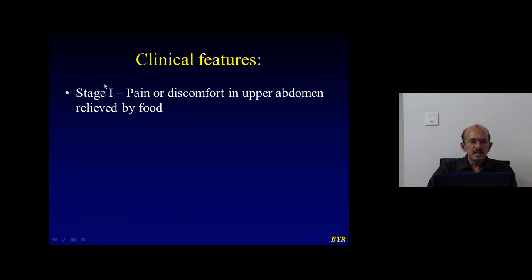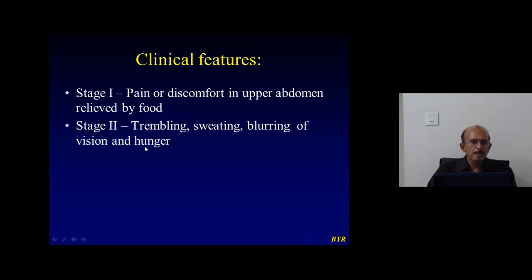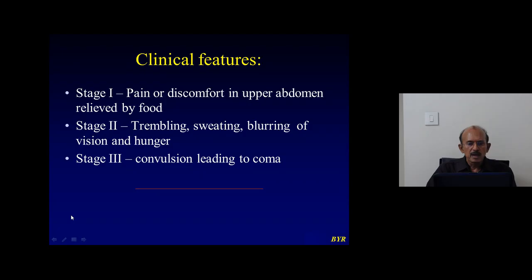So there are 3 stages in the disease. First stage, pain or discomfort in the upper abdomen relieved by food. Second stage, trembling, sweating, blurring of vision, and hunger. These symptoms will develop. Third stage, the patients will go into convulsions leading to coma, especially even after a slight hypoglycemia.